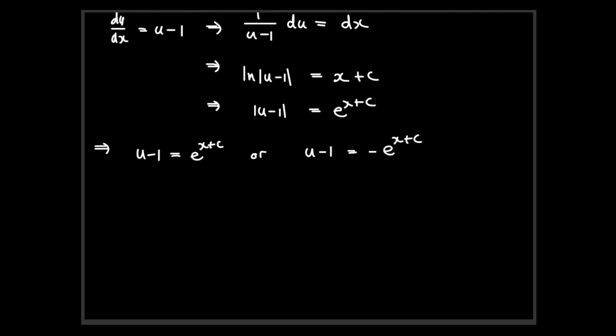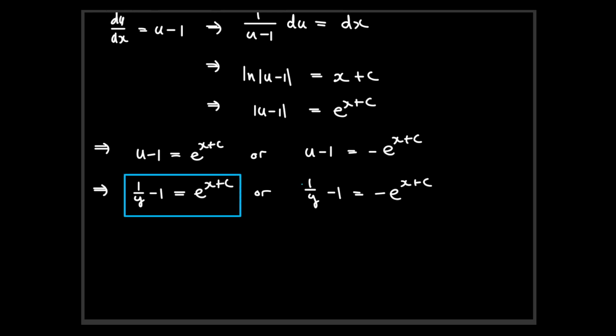Okay, now here, let's rewrite our equation in terms of y. So u is equal to 1 over y, so we have this. So we have these two possibilities for what our y could satisfy. And now the question is which one? And the way to determine which one we're going to use is to use the initial values. So let's remember what our initial values are.